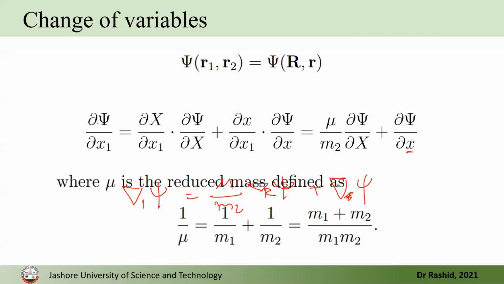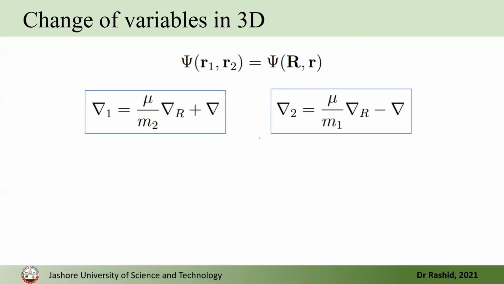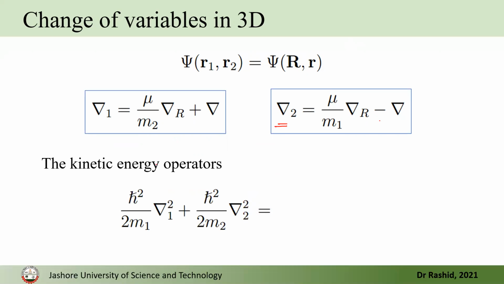Now this is for psi 1, so this is for the derivative with x1. If we take the derivative with x2, we'll end up with the same equation, but in that case we will have mu by m1 and a minus sign here. You can do it at home. Now if we take the kinetic energy terms, of course there will be a minus here, but we just dropped that. So we write nabla1 given by this equation, and nabla2 from this equation.